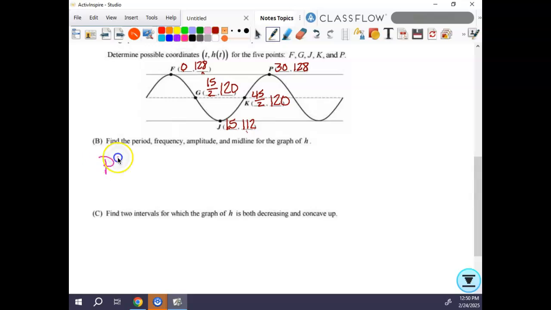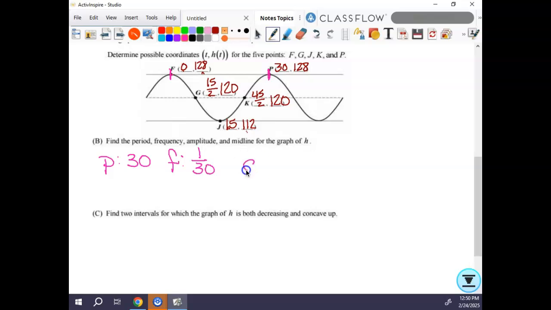All right. So period. Again, I could kind of start anywhere. I think I would like to start here. If I start here, then I would end my cycle right there. So the period is the input distance it takes for me to complete one cycle. So what is that? 30. Okay, went from 0 to 30. So then what would the frequency be? 1 over 30.